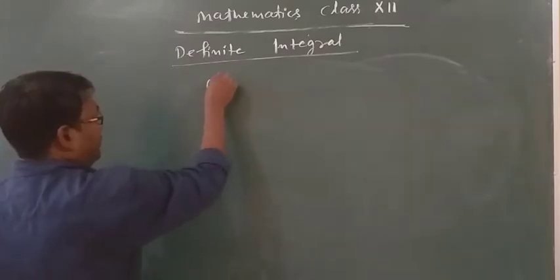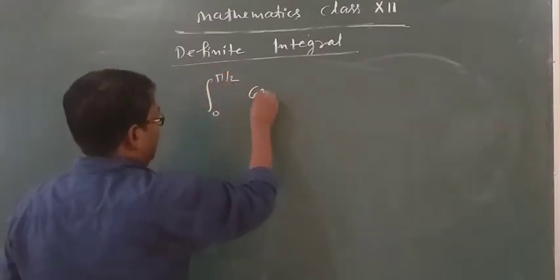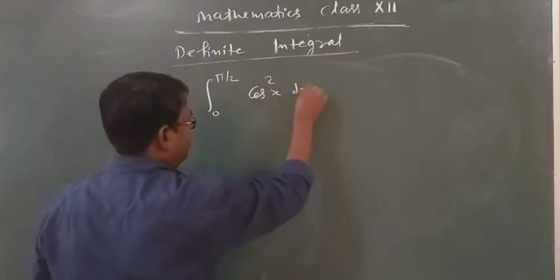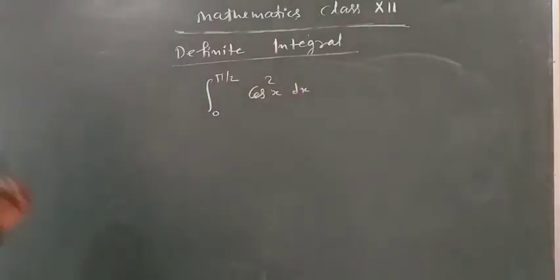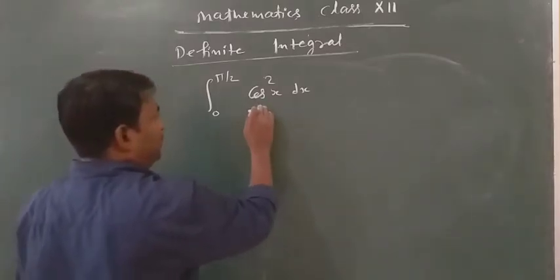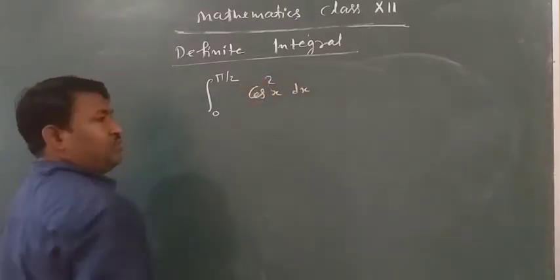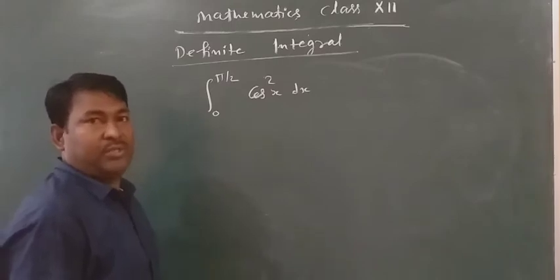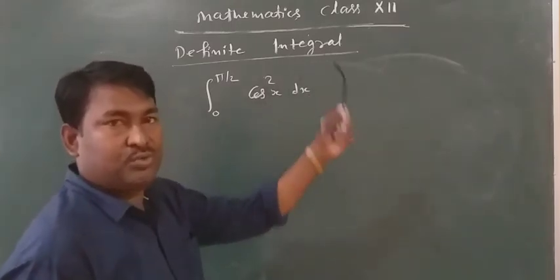Integration from 0 to pi by 2 of cos square x dx. How will you do it? First of all, this is a square function. That's why you need to convert it by the cos 2 theta formula.